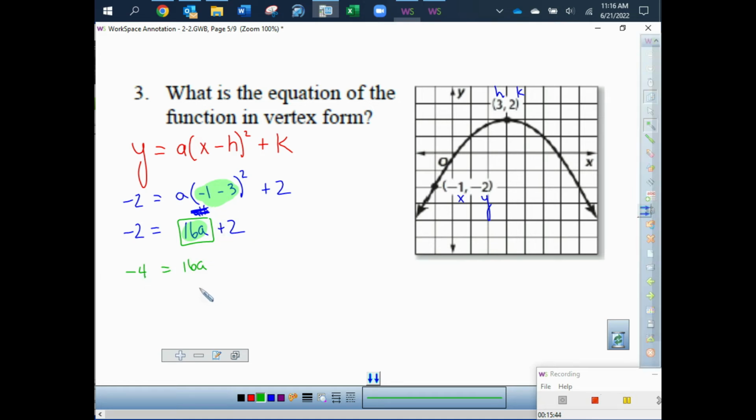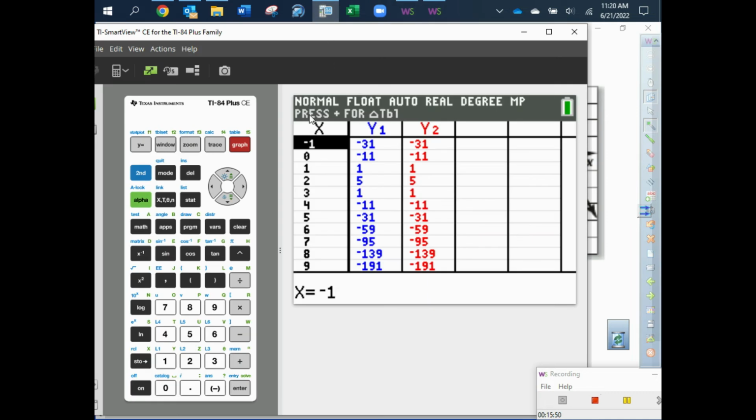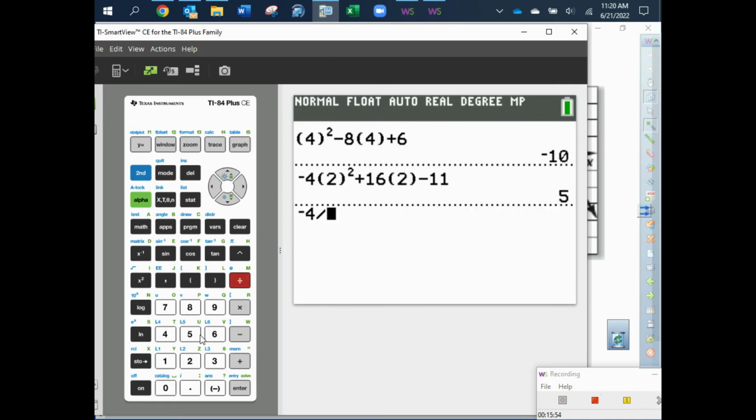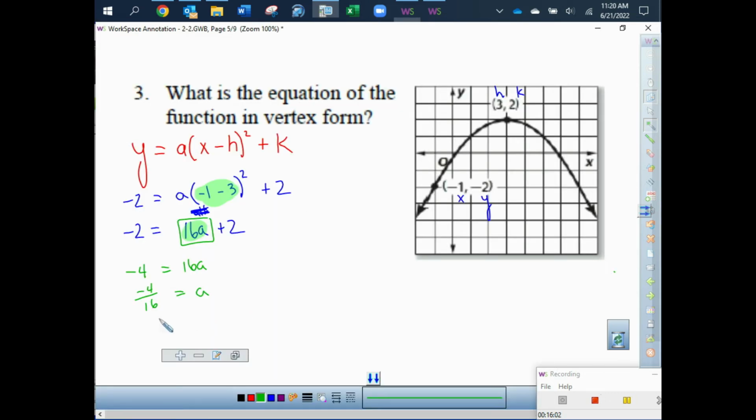And that's what I got. And then I will divide by 16, so I get negative 4 divided by 16, which can definitely reduce. If you're not sure what it reduces to, punch negative 4 divided by 16 in your calculator and hit math, enter, enter to change it into a fraction, and that's negative 1/4. Just like we thought from the beginning, that a value is negative because the parabola opens down.